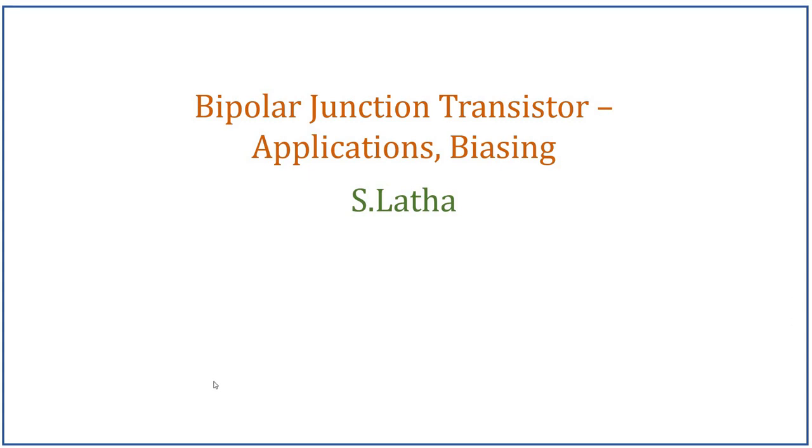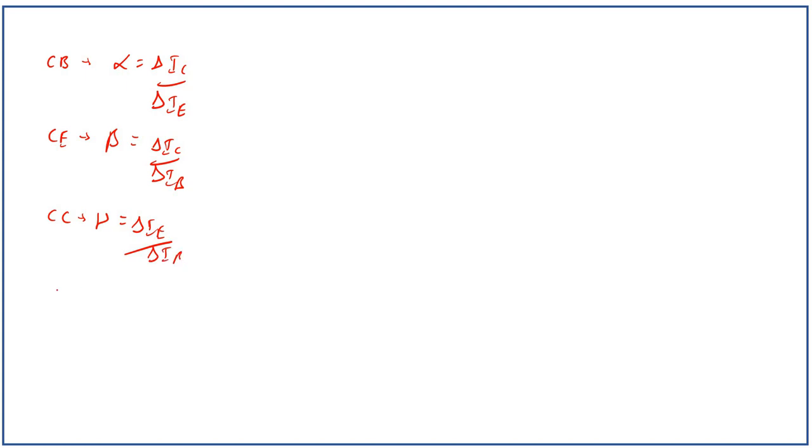We shall see some of the BJT applications and biasing in BJT. Before that, to know the relationship between alpha, beta and gamma, the gain of common base, common emitter and common collector. So the common base gain is alpha equal to del IC by del IE. The common emitter gain is beta equal to del IC by del IB. The common collector gain is gamma equal to del IE by del IB.